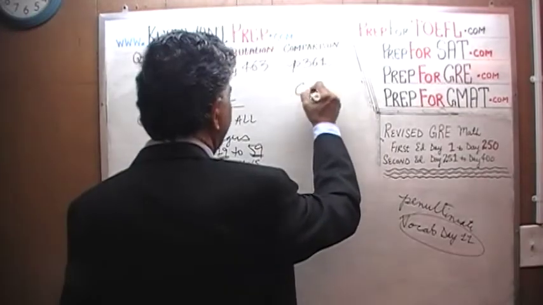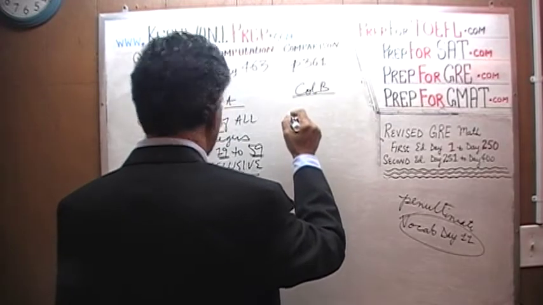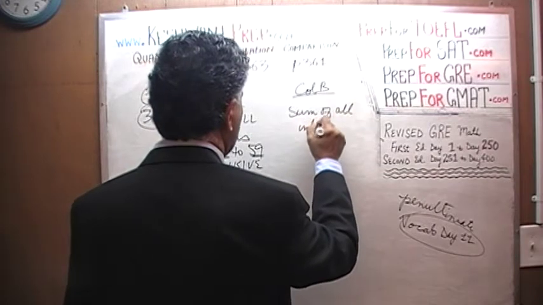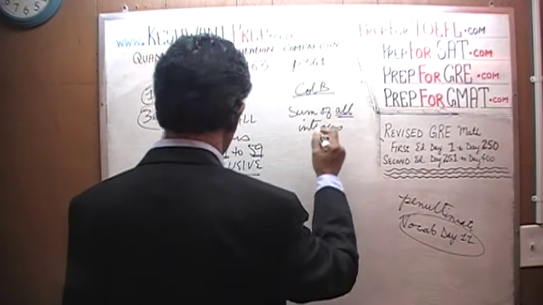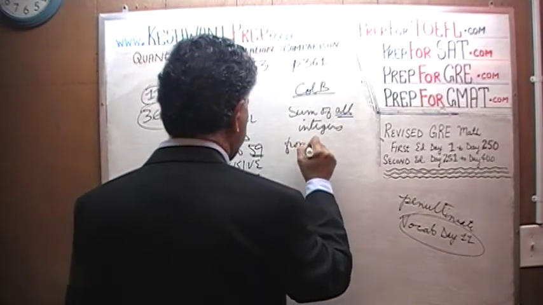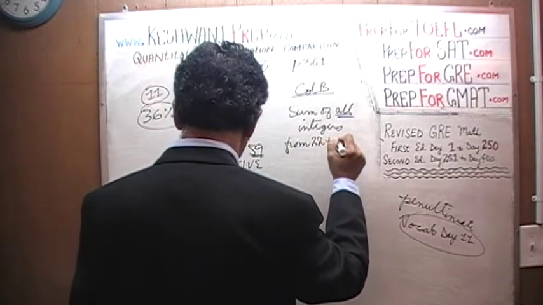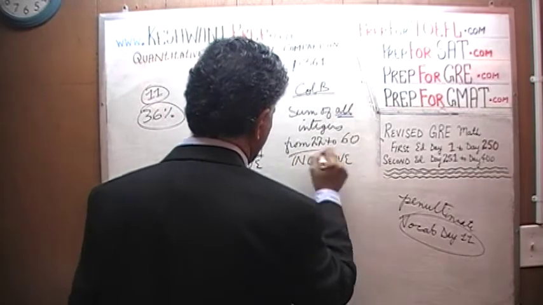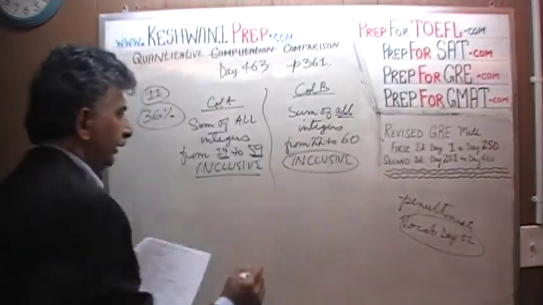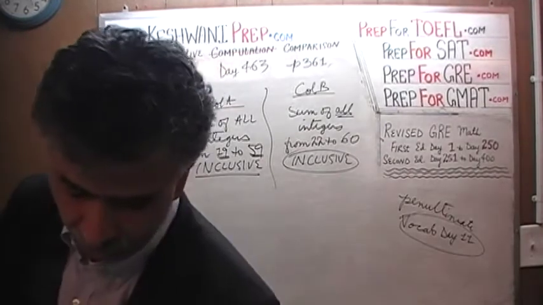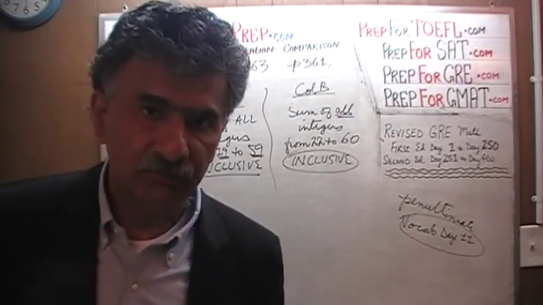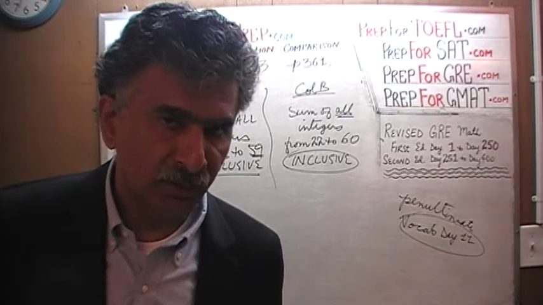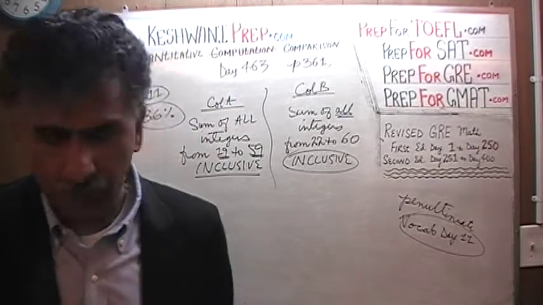Versus column B, the sum of all integers from 22 to 60 inclusive. I'll give you 5 seconds to pause and unpause the video. I insist that you do it yourself first. Once you have done it, then compare your work against the work that you and I will do together in a few seconds. Okay, I'll be quiet now.